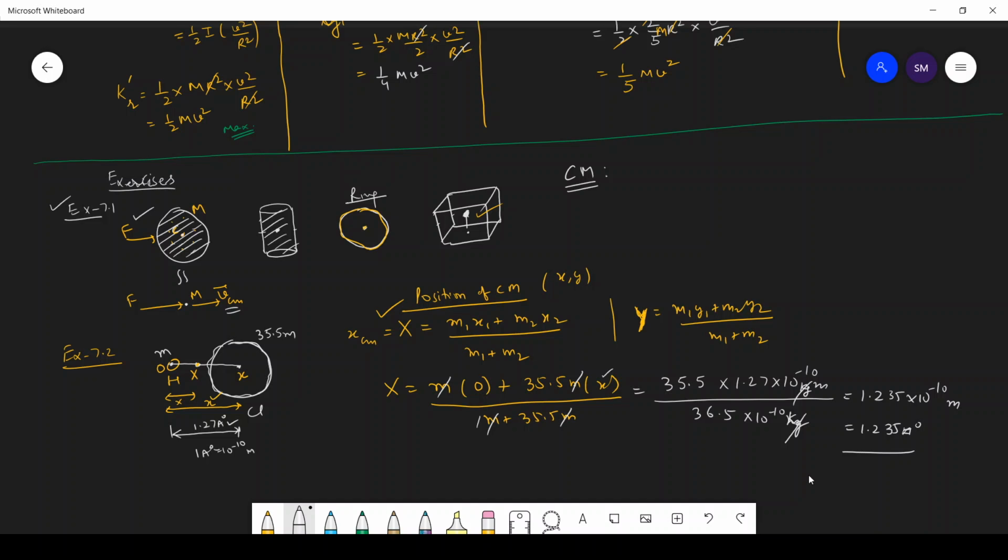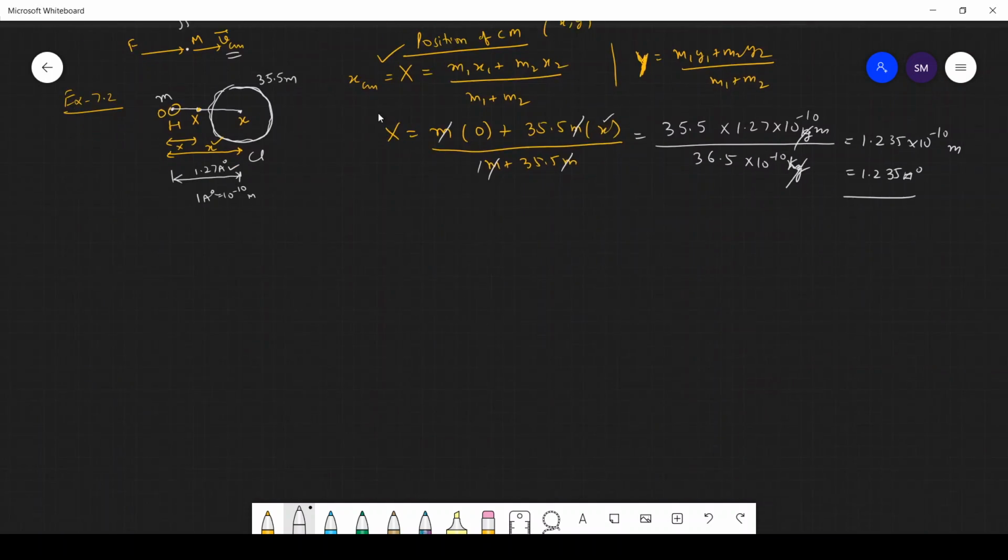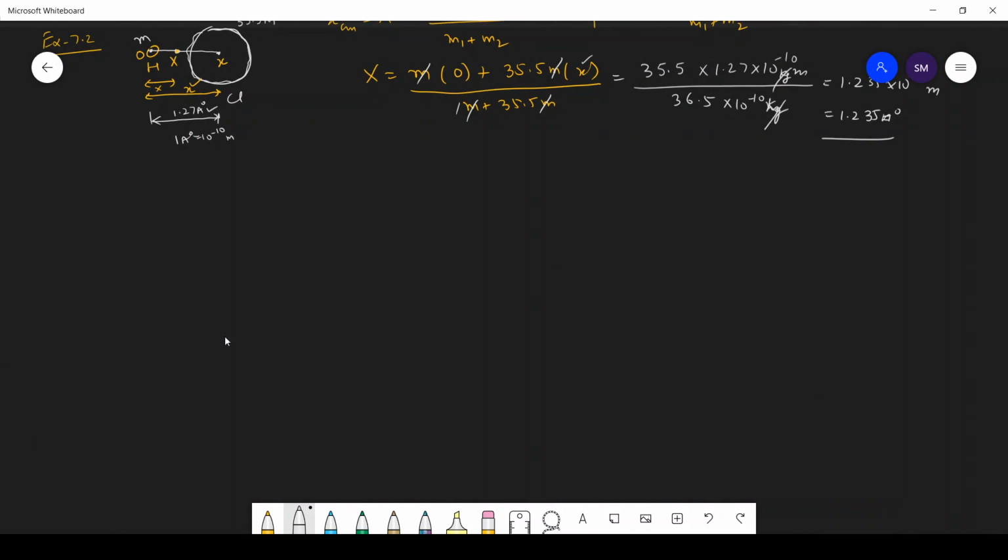So that's how we calculate the center of mass of the bodies. Now the next question, exercise 7.3.